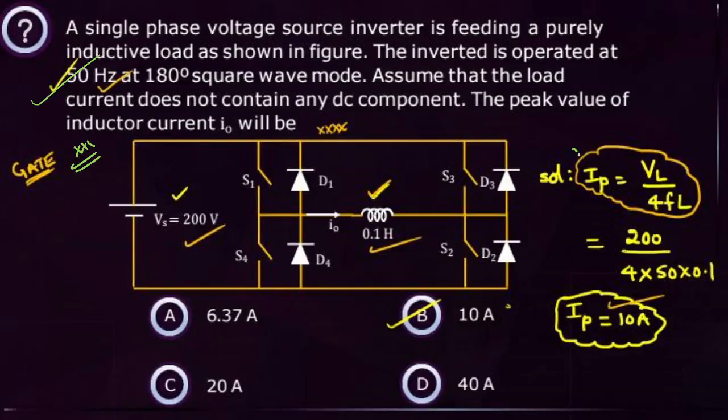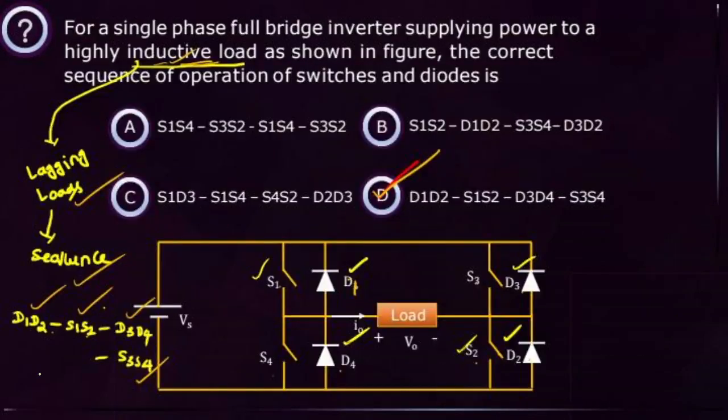If they ask what the peak current is, it is equal to Vs by 4fL. If it is asked for peak to peak current, you take 2 times this current. Peak to peak current is 2 times this current. Peak current equals Vs by 4fL. This formula is for a purely inductive load. What type of load? Purely inductive load.